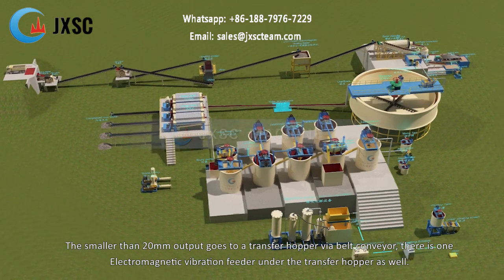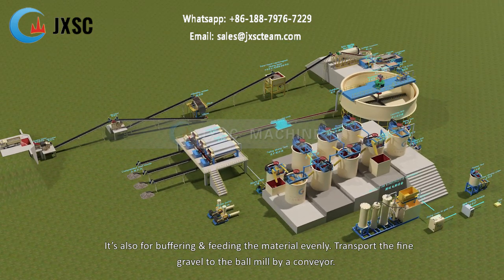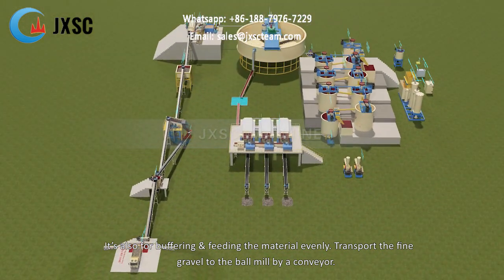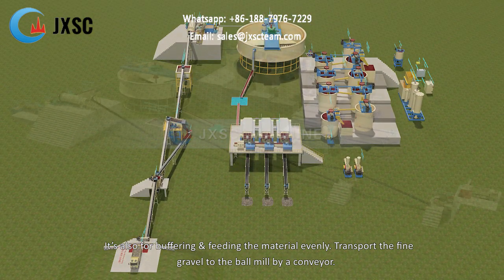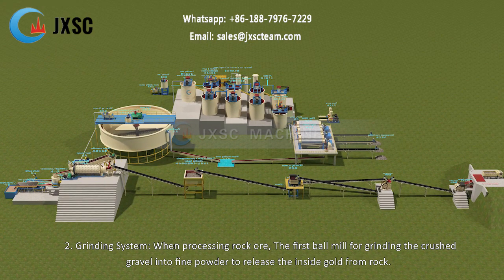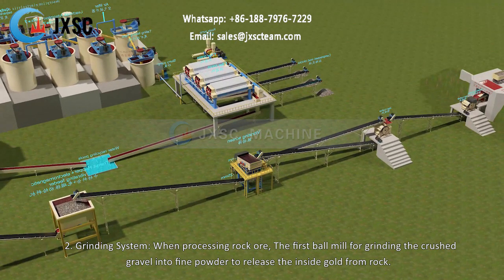There is one electromagnetic vibration feeder under the transfer hopper as well. It's also for buffering and feeding the material evenly. Transport the fine gravel to the ball mill by a conveyor. 2. Grinding system. When processing rock ore, the first ball mill grinds the crushed gravel into fine powder to release the gold inside the rock.